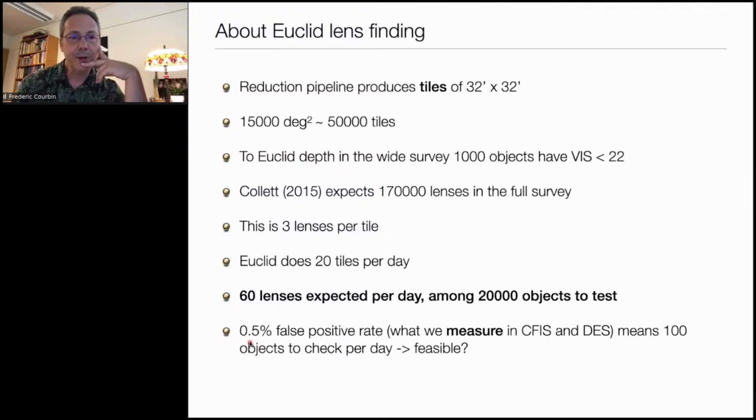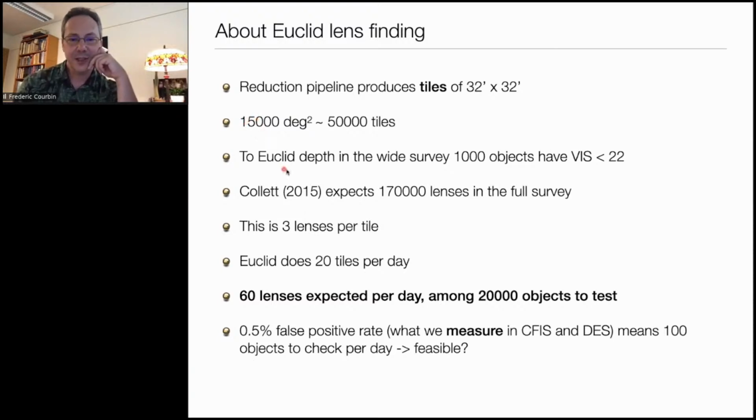Okay, so now a quick word about the Euclid lens finding pipeline. For now, there is no pipeline. There are elements that I just showed you. Now, what it will have to deal with is tiles of 32 by 32 arc minutes. That means 50,000 tiles over the full survey.